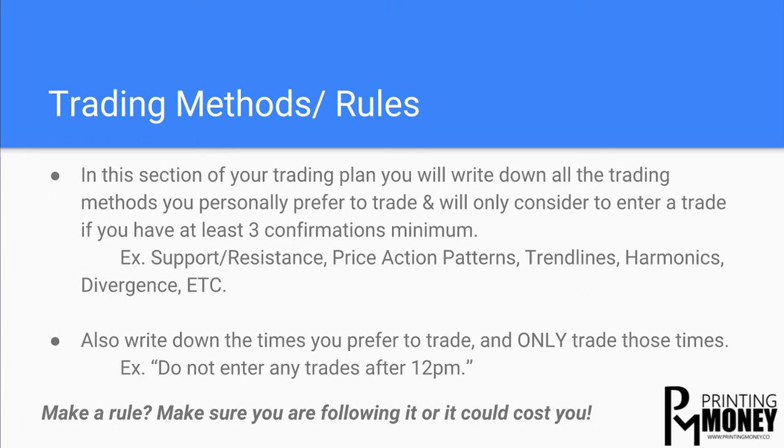In your trading plan, under the trading methods and rules section, you will write down all the methods you personally prefer to trade and will only consider entering a trade if you have at least 3 confirmations minimum. For example, a trader may want to see support and resistance, price action patterns, trend lines, harmonics, divergence, etc. Whatever else they would have on their list of methods.